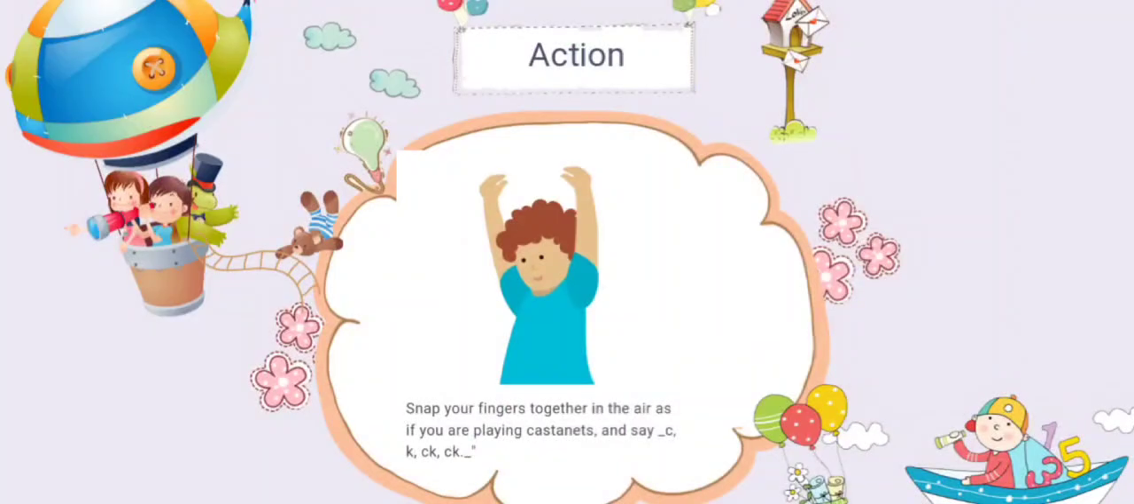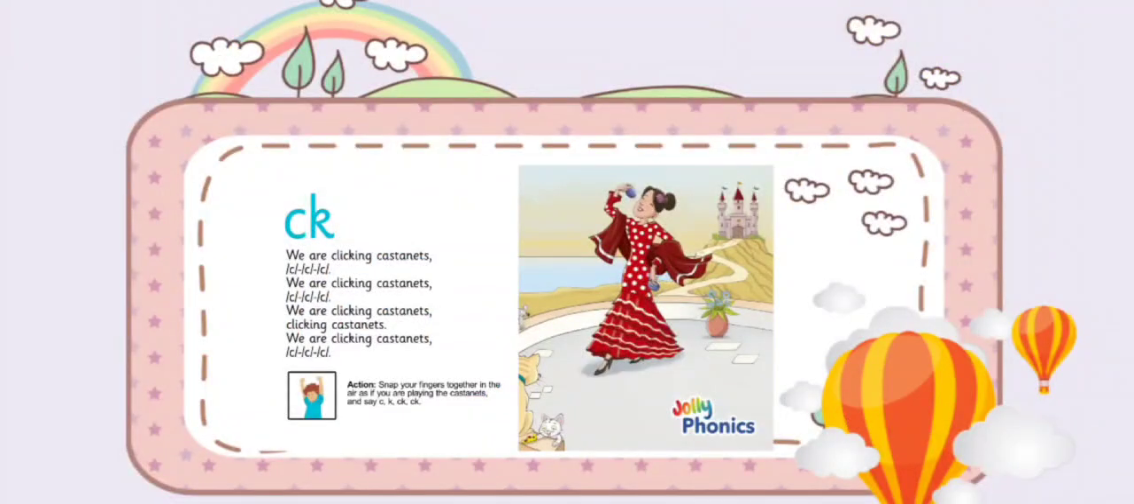Let's do the action together. Snap your fingers together in the air as if you are playing castanets and say k, k, k. Now sing with the song and do the action.